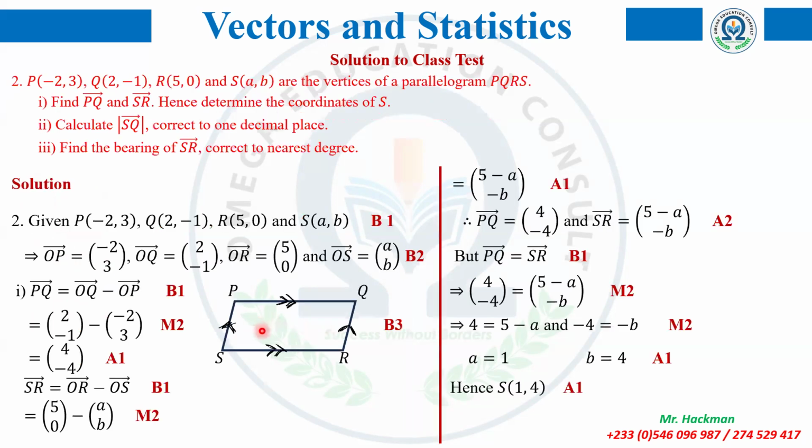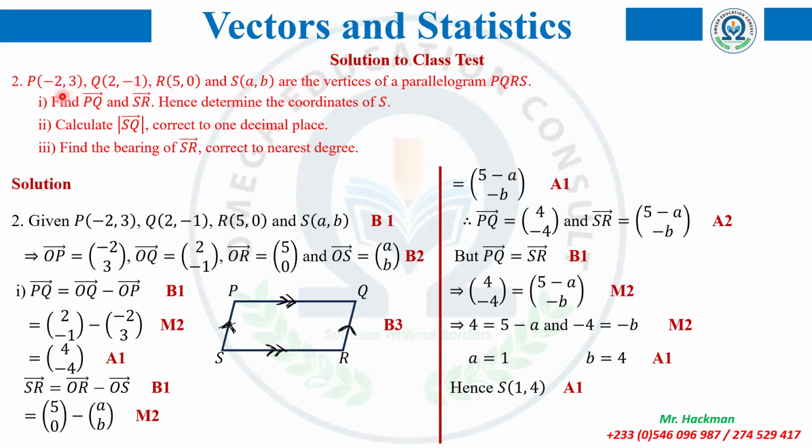All right. So quickly, let's go and look at question 2. This was also one of the questions in your project work. I think it was ABCD, that was the name of the parallelogram. I just changed it to PQRS. So basically it is the same question. It's just the name of the vertices of your parallelogram that has changed.